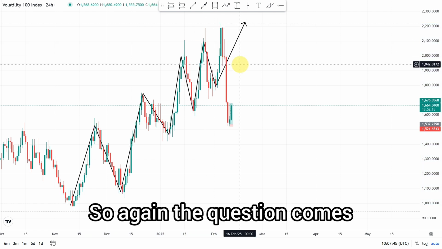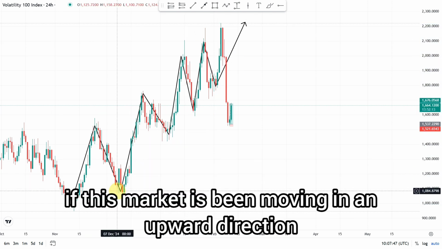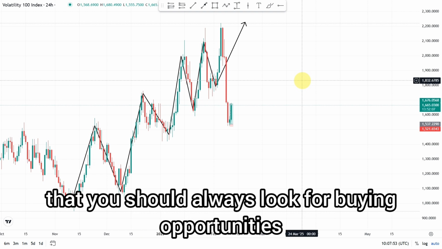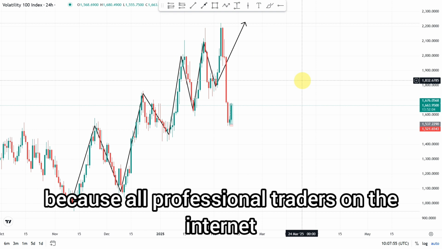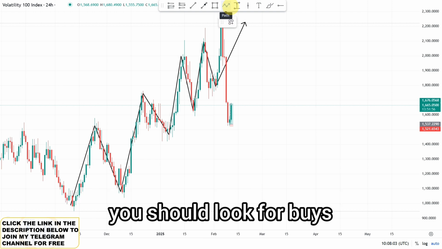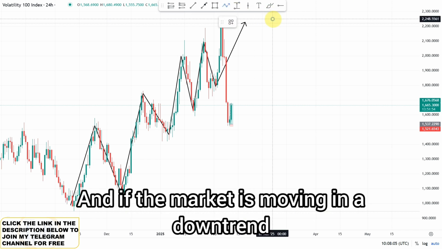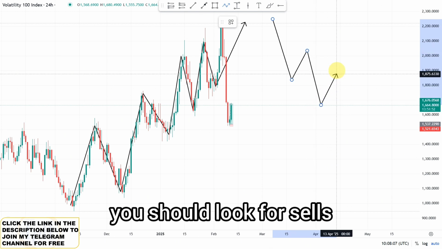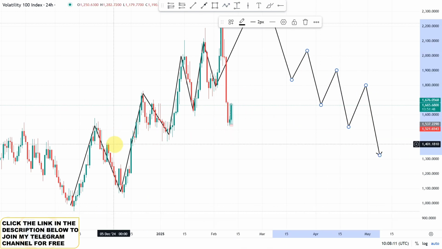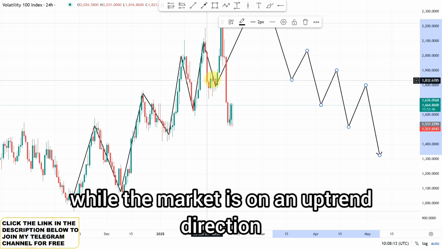So again, the question comes, if this market has been moving in an upward direction, then it only makes sense that you should always look for buying opportunities because all professional traders on the internet are saying that if the market is moving in an uptrend, you should look for buys, and if the market is moving in a downtrend, you should look for sells. Like you should always ride the trend. So why did you enter a selling position while the market is in an upward direction?